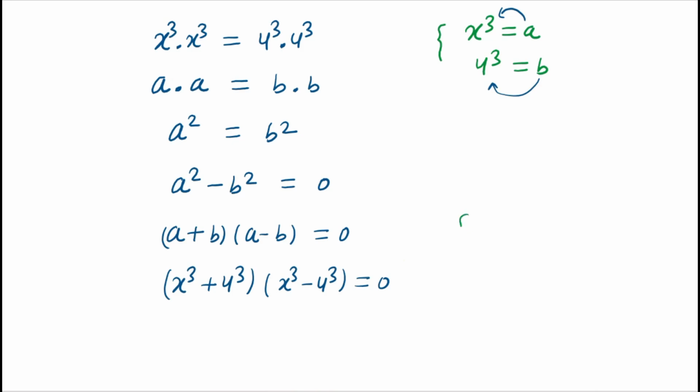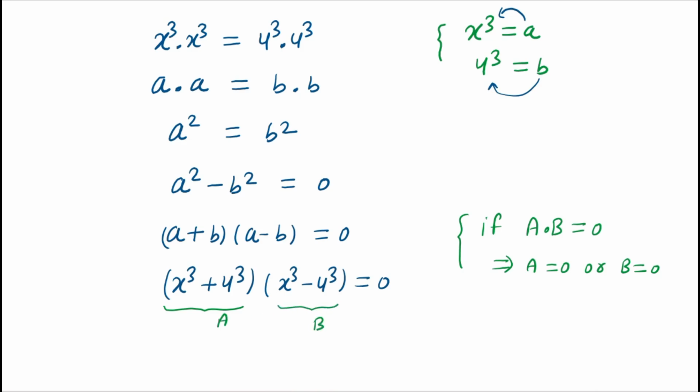Here we will apply this rule: if a into b is equal to 0, this implies a is equal to 0 or b is equal to 0. This expression is a and this expression is b. Then here you can say x cube plus 4 cube is equal to 0, or x cube minus 4 cube is equal to 0. Let's say this is case first and this is case second.